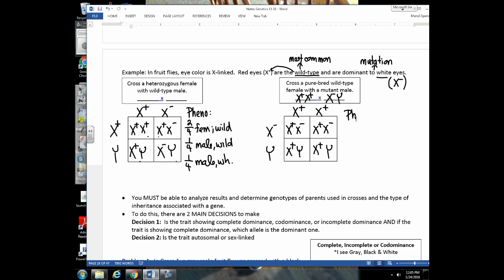For their phenotypes, we can report 2 out of 4 female. We can put wild type, or we can put red eyes. 2 out of 4 males, and they're also wild type as well. But again, when they're sex-linked, you have to denote the sex and then also what variation of the trait they possess.